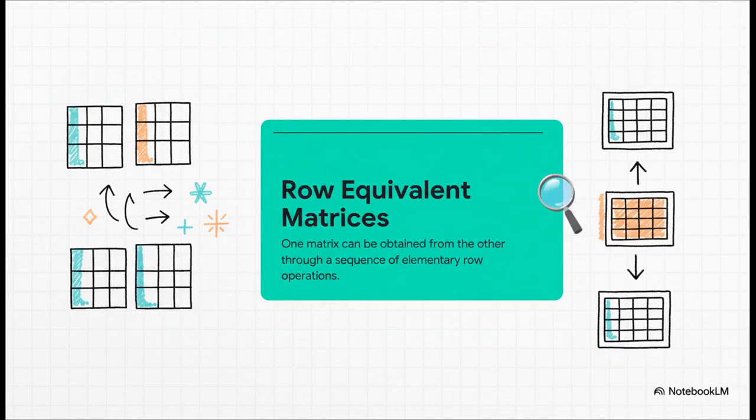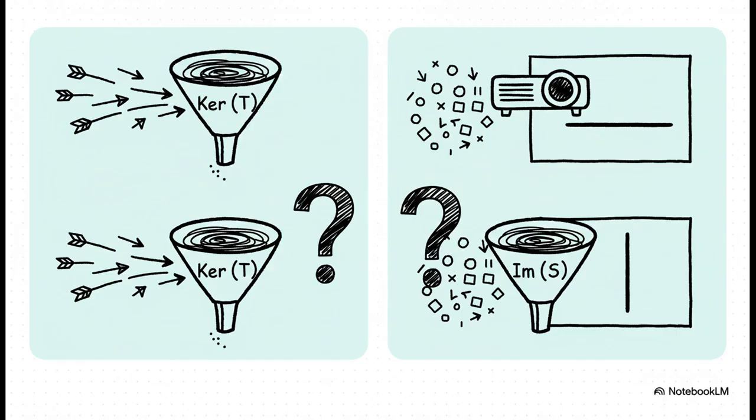It just means you can turn one matrix into the other by using those basic row operations we all know. You can swap two rows, multiply a row by some non-zero number, or add a multiple of one row to another. That's it. So, here are the two claims on the table.